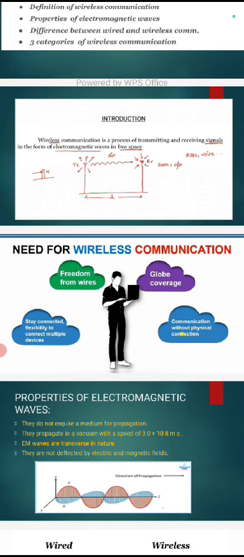Wireless communication is the process of transmitting and receiving signals in the form of electromagnetic waves in free space. The signal here represents the data, it can be of any form. It can be data or voice. That signal can be transmitted from one place to another through air. Here air acts as a transmission medium. So it is the process of transmitting and receiving signals in the form of electromagnetic waves in free space.